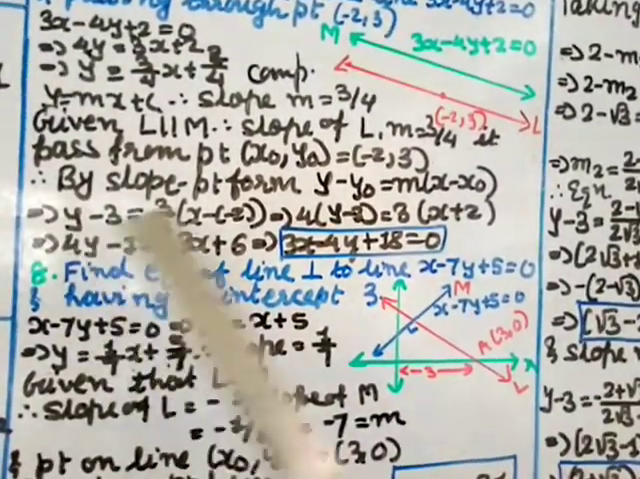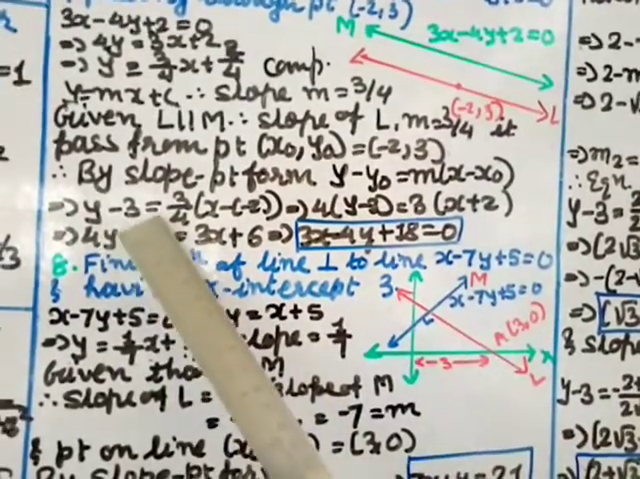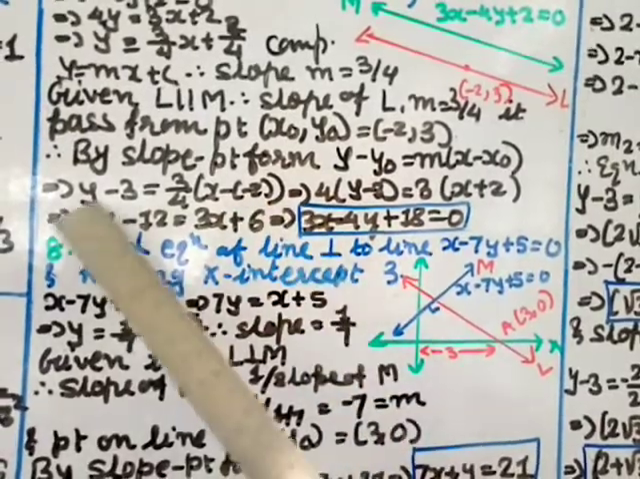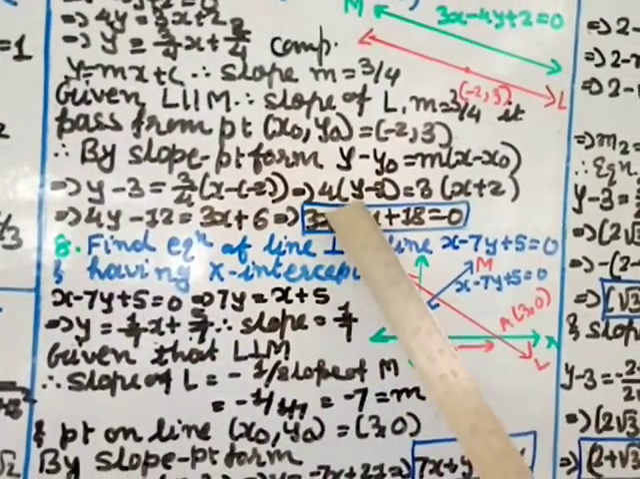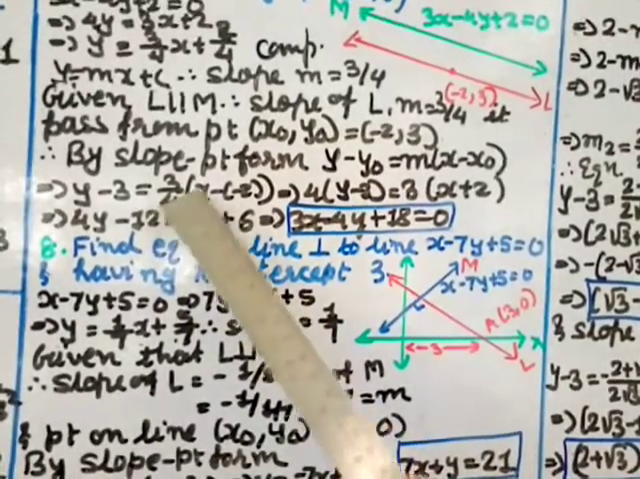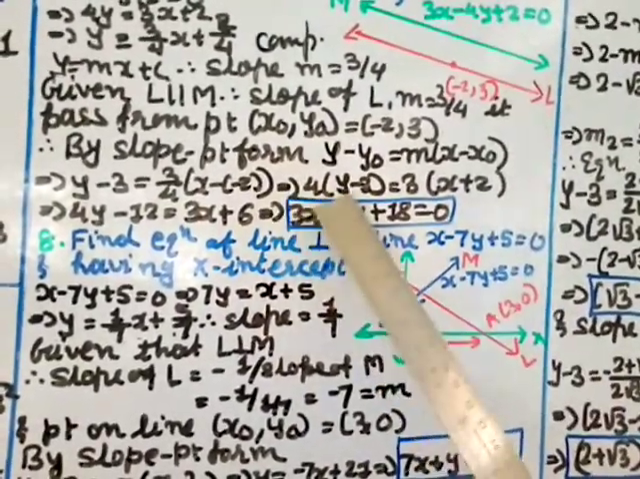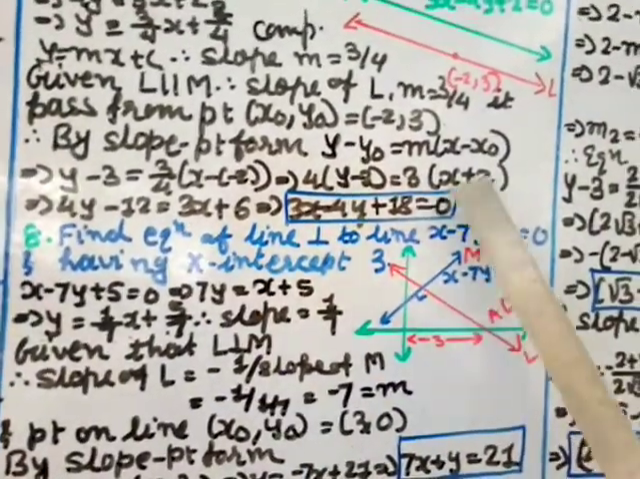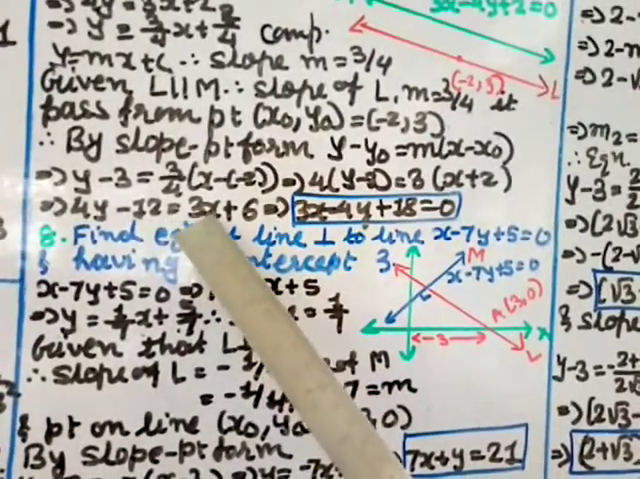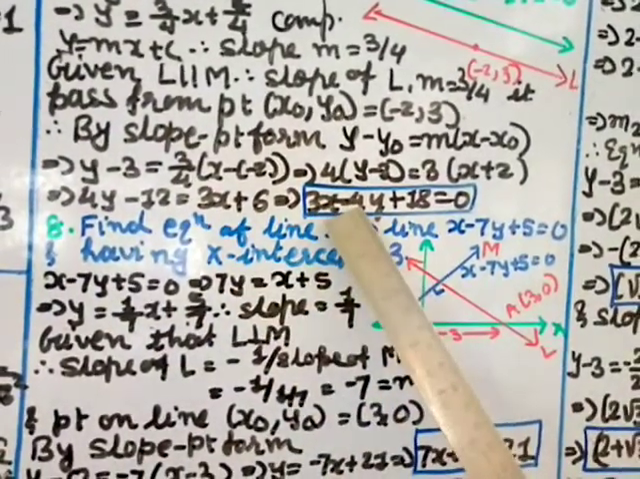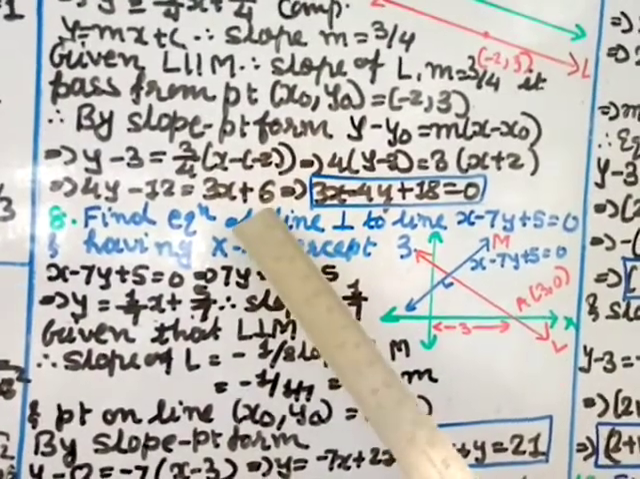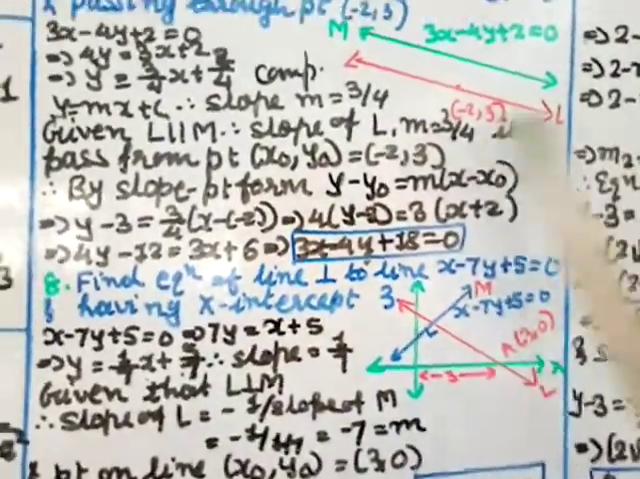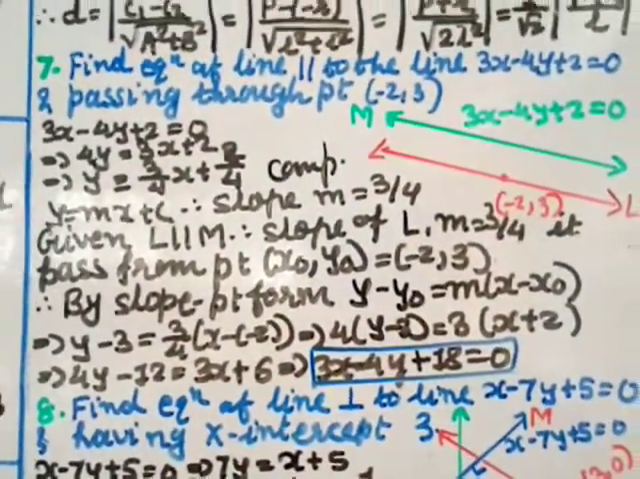So y as it is, minus y0 is 3, equal to m is 3 by 4, x minus x0 is minus 2. Transfer this 4 and multiply here. So 4 into y minus 3 equal to 3 into x plus 2. Multiply inside. So 4y minus 12 equal to 3x plus 6. Transfer 4y here, so minus 4y, minus 12 transfer here, plus 12 plus 6 is plus 18 equal to 0. So this is the equation of line L. That is the solution for question number 7.